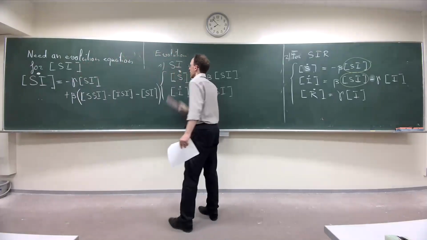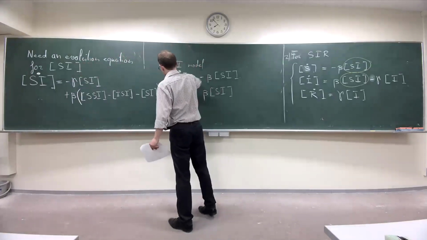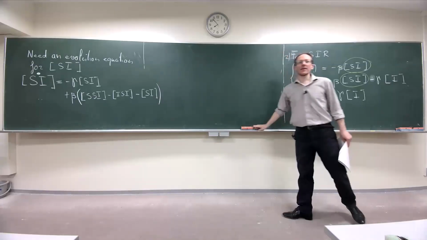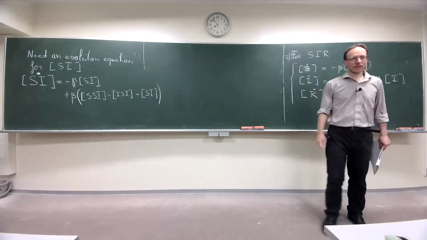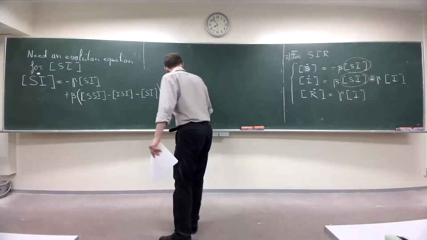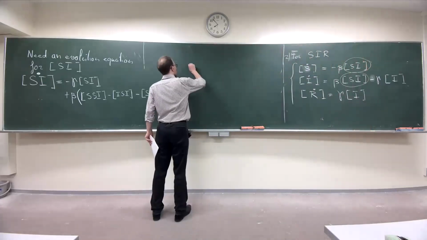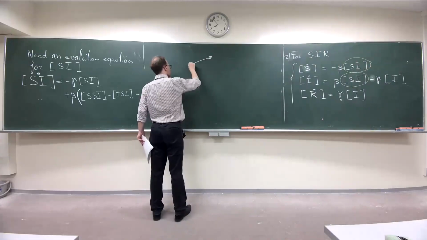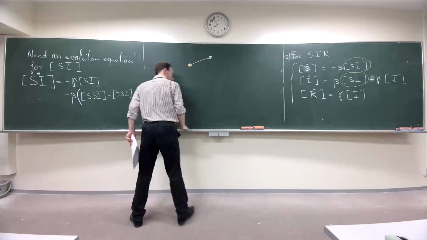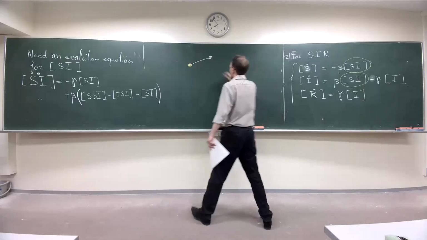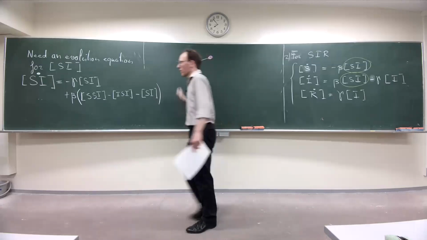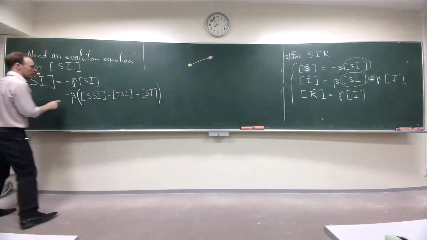Can we understand this? I hope the answer is yes. Can we understand the evolution of SI? Yes. So SI means you have two vertices. One is susceptible, the other one is infected. What are the possibilities of changing this?